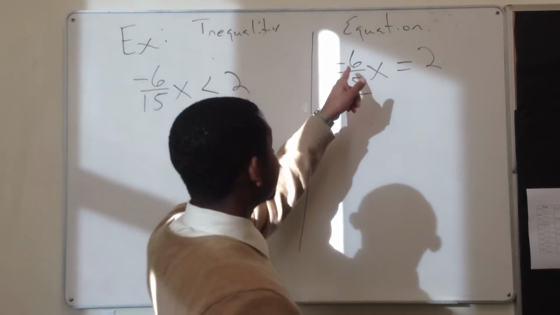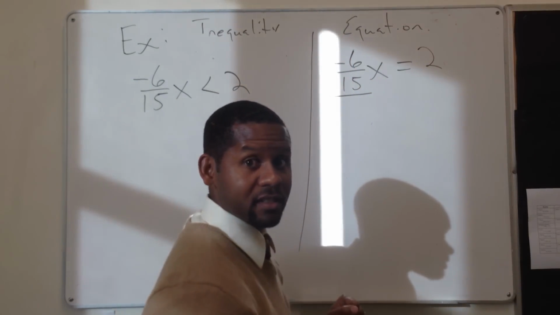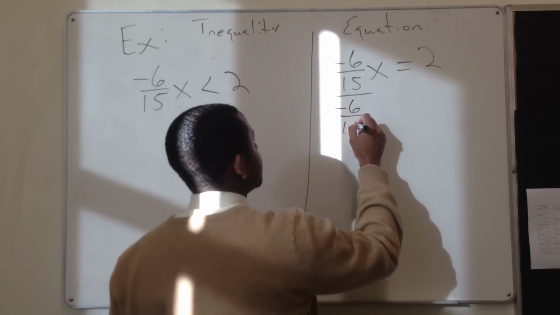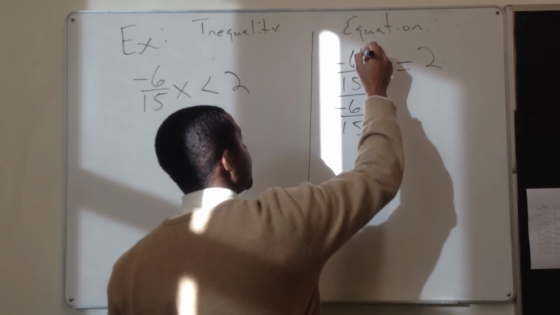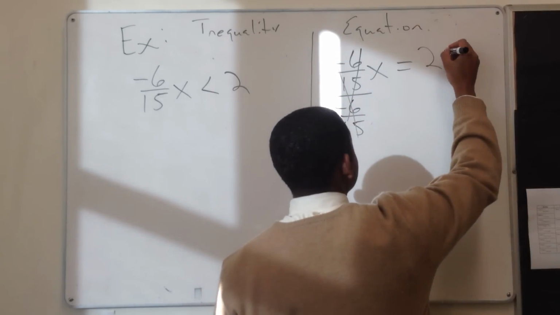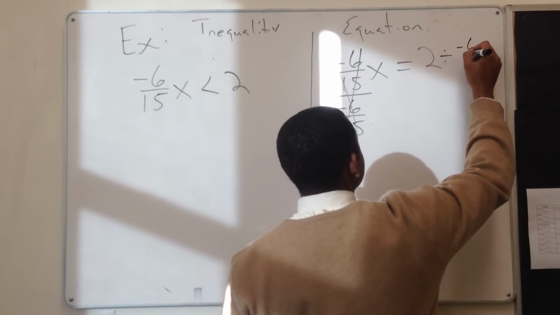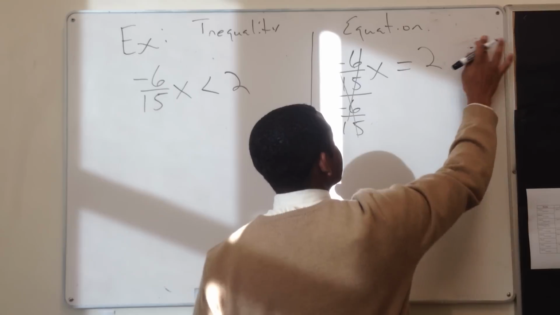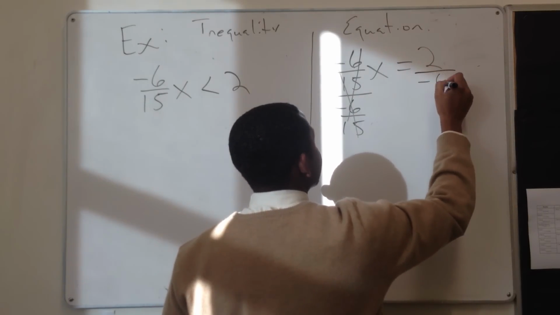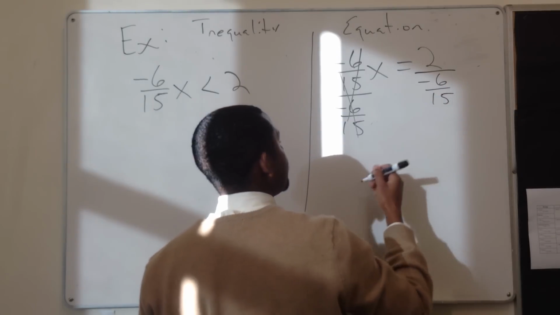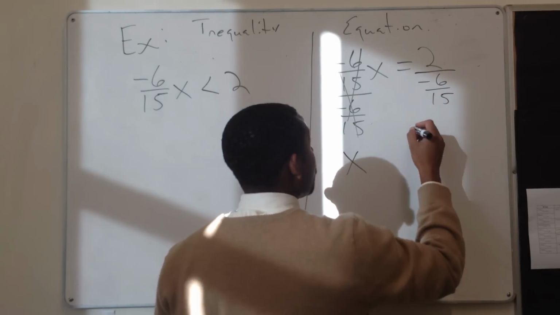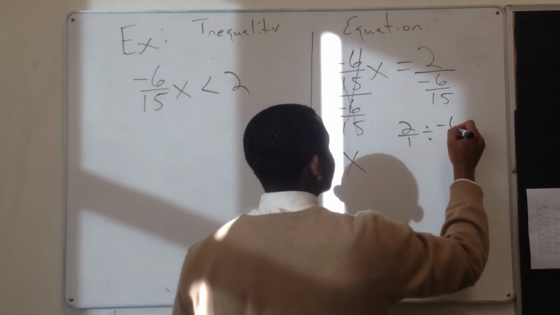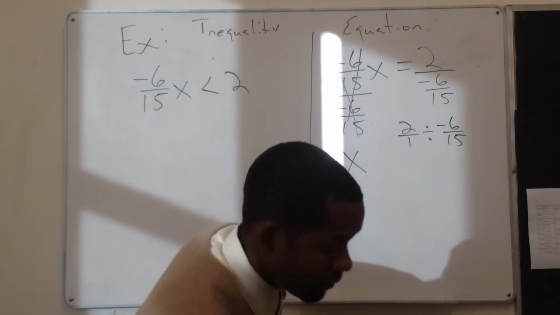This means -6/15 times x. So to get rid of that, I'm going to divide by -6/15. So -6/15 divided by -6/15. Or let's do it how you all typically write it. Divide by -6/15, right? So I'm left with x equals whatever 2 over 1 divided by -6/15 is.